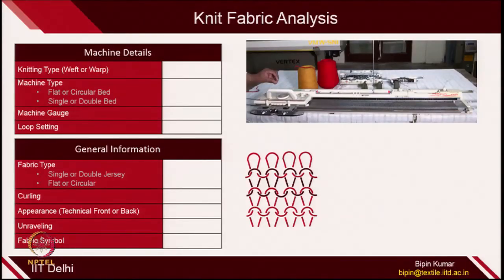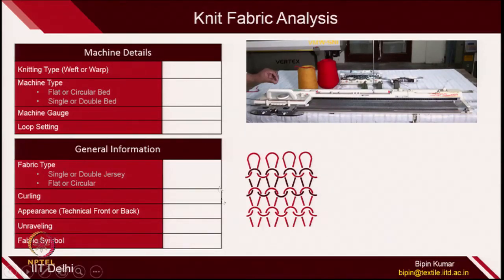So in the analysis of a weft knitted fabric structure, there are many things which you need to understand whenever you see a fabric in your life. The first thing, when you are doing the analysis, you should know the machine details, like on which machine the fabric is being formed, what is the type of the machine, and what is the gauge of the machine. Machine gauge is the number of needles used per unit inch on the machine, and also the loop setting, what loop settings have been used to produce the fabric.